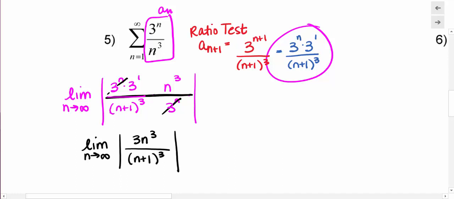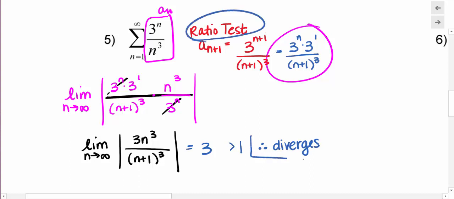the limit as n approaches infinity of the absolute value of 3n cubed over the quantity n plus 1 cubed. And at infinity, I should know how to find this limit, whether I use L'Hopital's rule and take the ratio of their derivatives, or if I just look at this from my Calc 1, I should recognize that that limit is 3, which is definitely greater than 1. So I would say, therefore, it diverges by the ratio test. Okay.